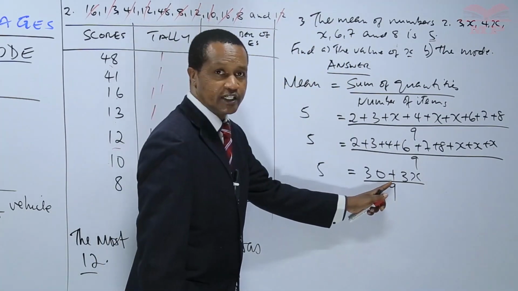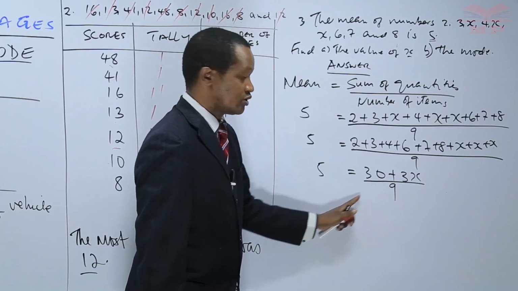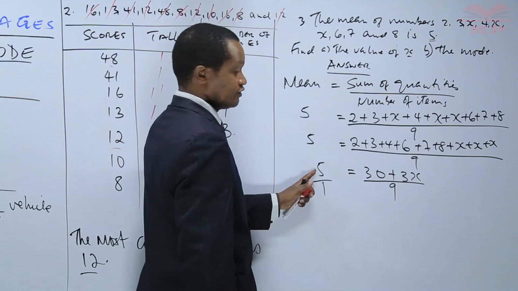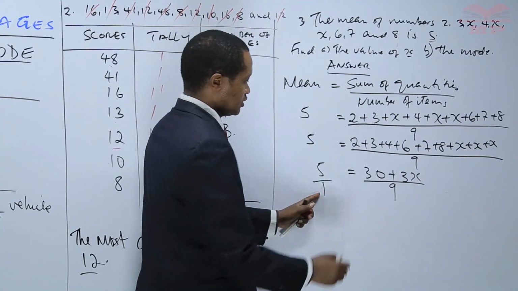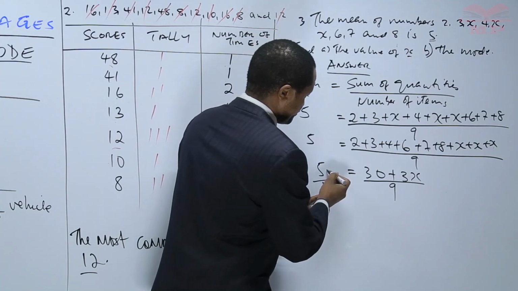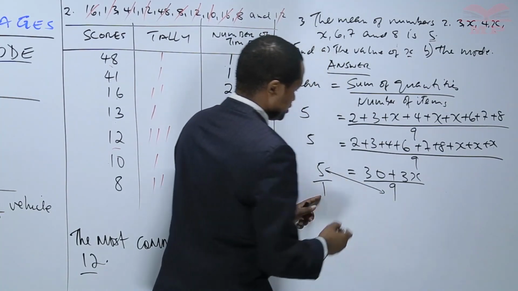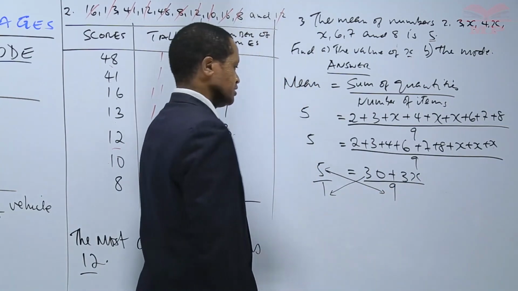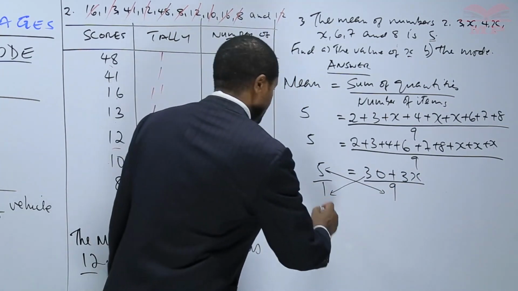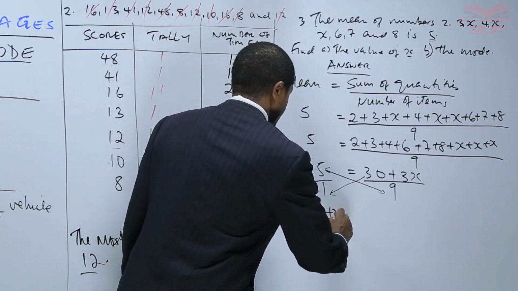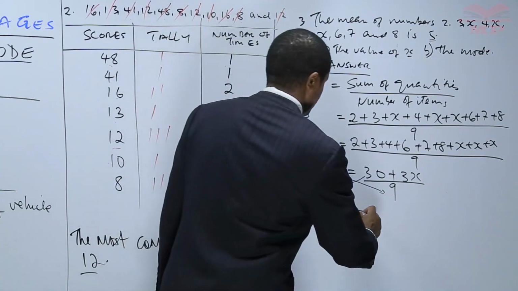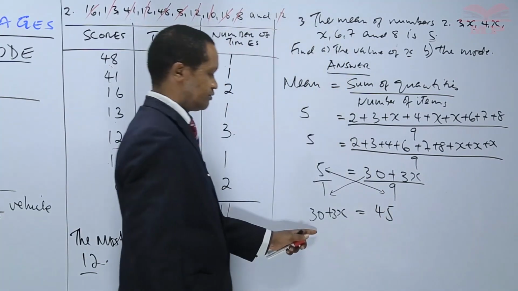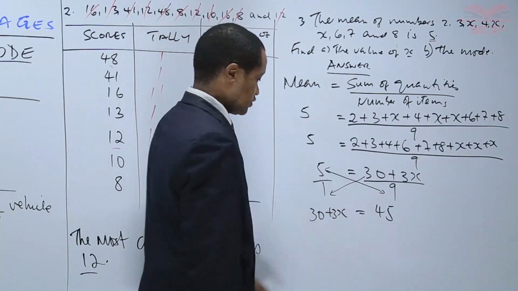Now to solve for x, learners, we will do what we call cross multiply. 5 is the same as 5 over 1. So we cross multiply and multiply 5 by 9. Then we multiply 1 by 30 plus 3x. So 30 plus 3x times 1 is equal to 30 plus 3x, which is equal to 5 times 9, 45. 5 times 9 is equal to 45.